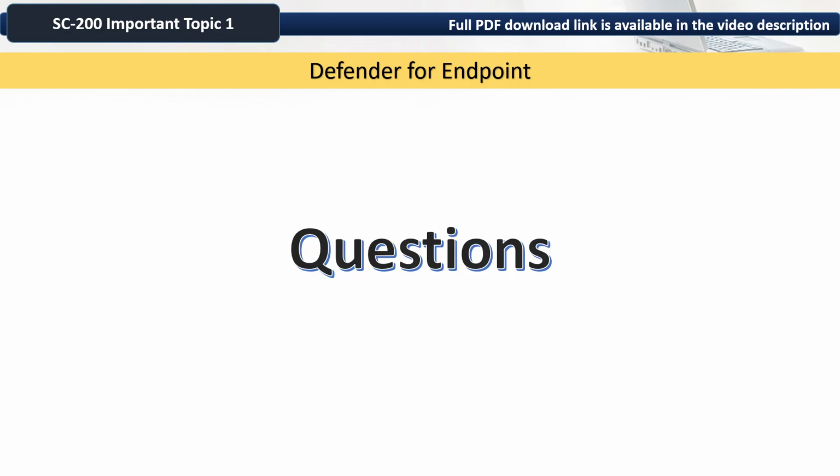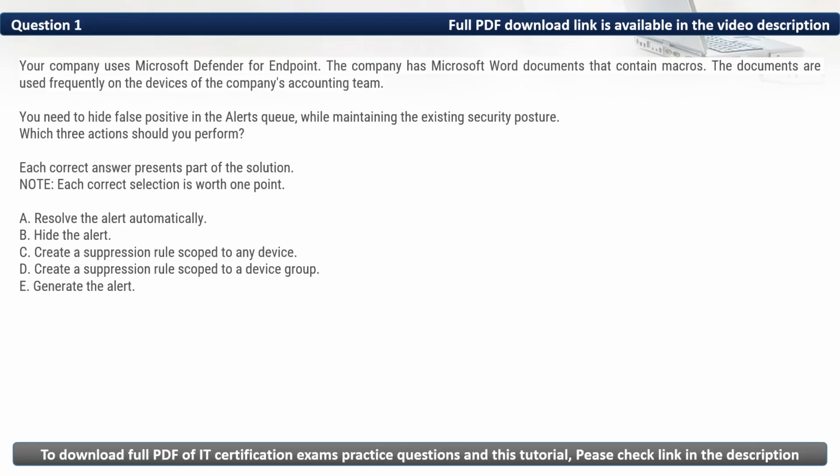To the questions related to this topic, question 1. Your company uses Microsoft Defender for Endpoint. The company has Microsoft Word documents that contain macros. The documents are used frequently on the devices of the company's accounting team. You need to hide false positives in the alerts queue while maintaining the existing security posture. Which three actions should you perform? Each correct answer presents part of the solution. Note, each correct selection is worth 1 point.